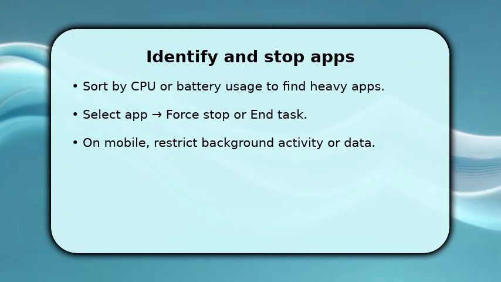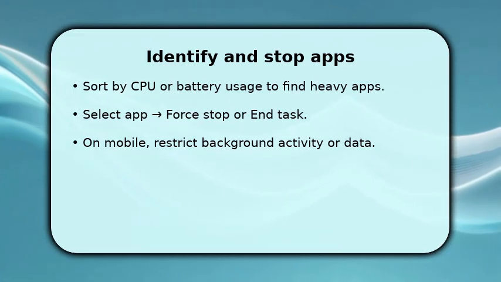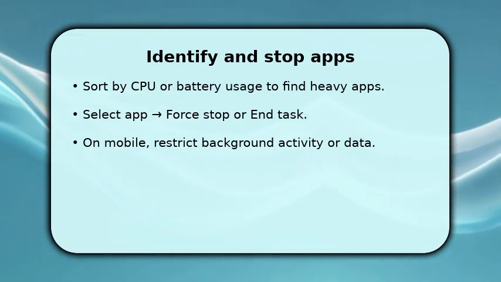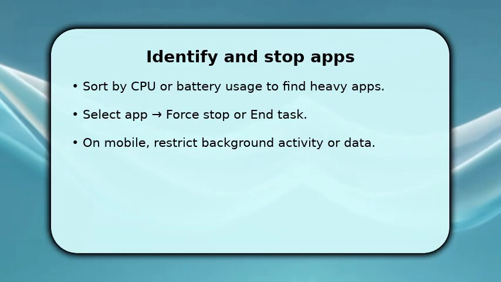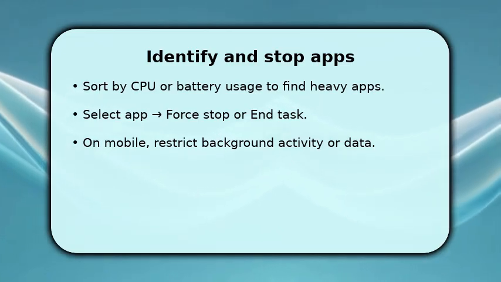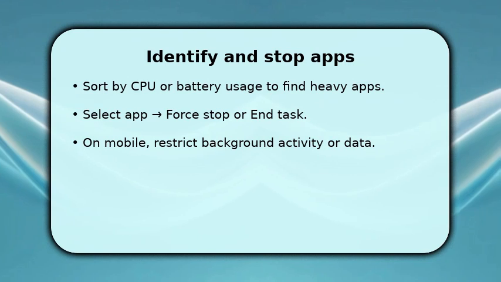On desktop, right-click in Task Manager or Activity Monitor and choose End Process. Once stopped, confirm the app doesn't relaunch automatically. If it does, disable its Auto Start permission or Startup entry in the Startup tab.